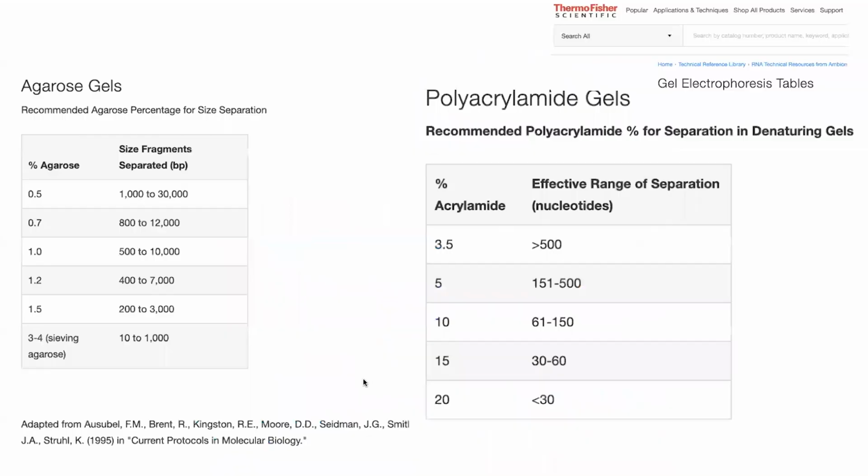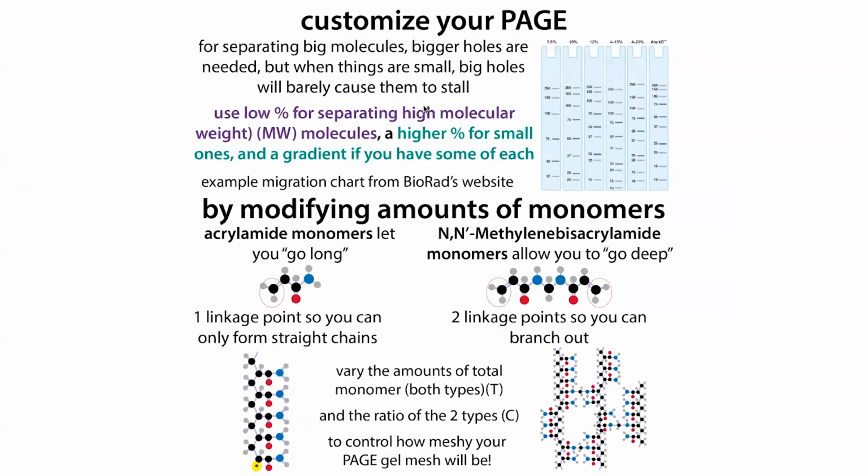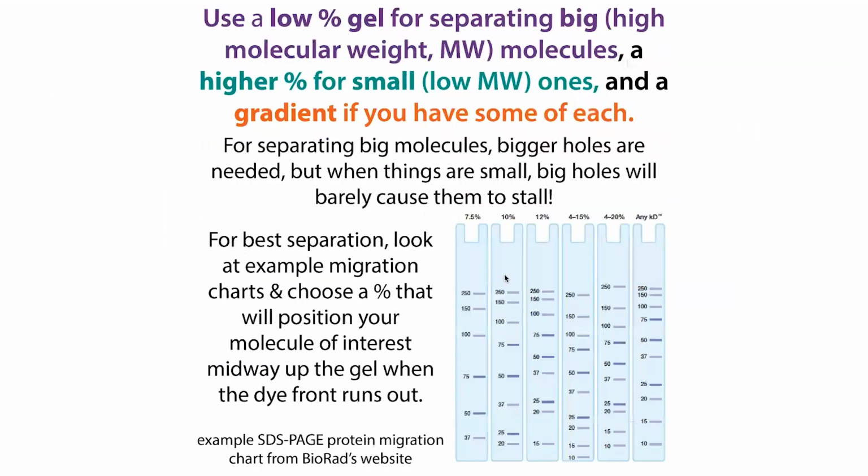And so we can customize how meshy the gel is by increasing or decreasing the percentage. This would be the percentage of the agarose in your gel, or in the case of a polyacrylamide gel, the percentage of those acrylamide pieces that you're piecing together, basically doing the polymerization. And so if you're making them yourself, you can use whatever percentage you want to make, or when you're buying them pre-made, they typically have a set of different percentages that you can choose from.